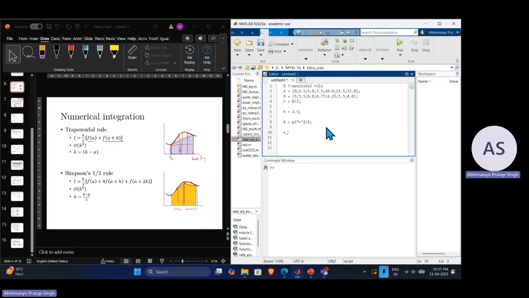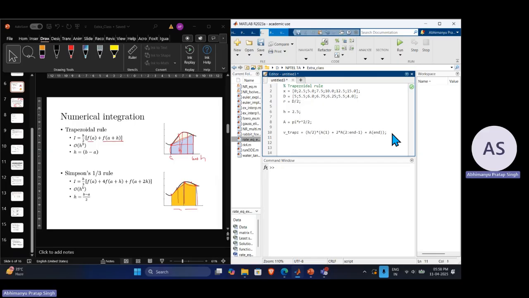So we are using the trapezoidal rule: h by 2 multiplied by the first one, a1, then twice a from 2 to end minus 1, plus a end. Okay, fine.